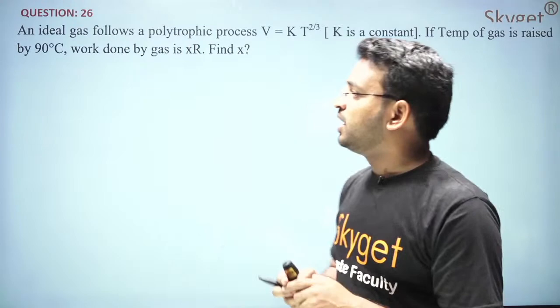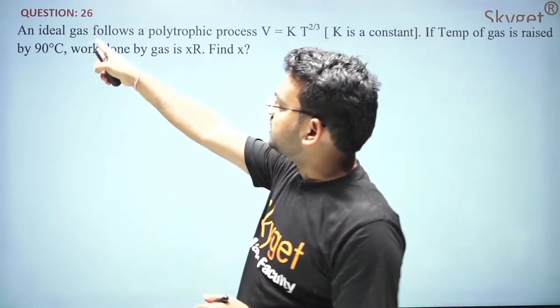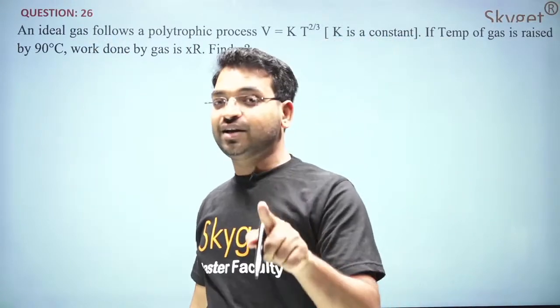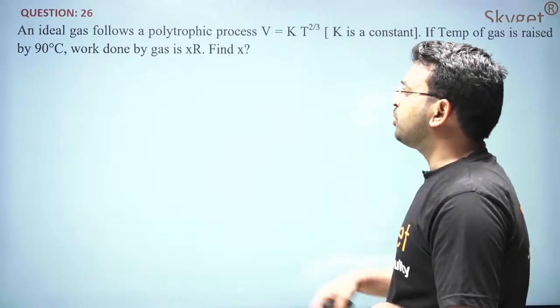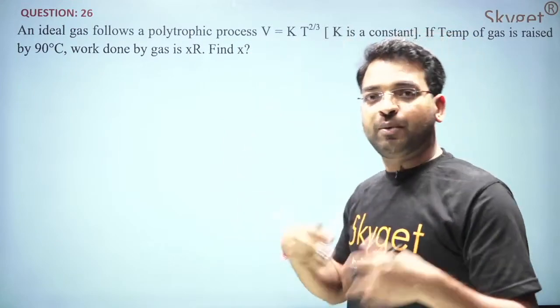I hope you understand. Now coming back to the question, the ideal gas. As soon as the question says ideal gas, PV equal to nRT. Now coming back, the polytropic process is there, V equal to K into T to the power 2 by 3.